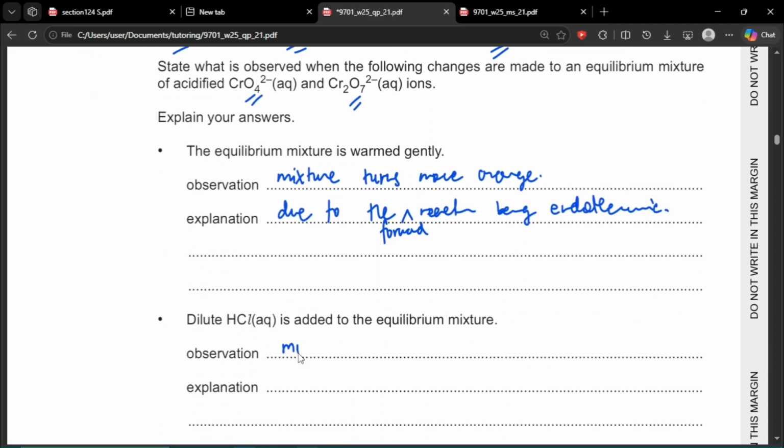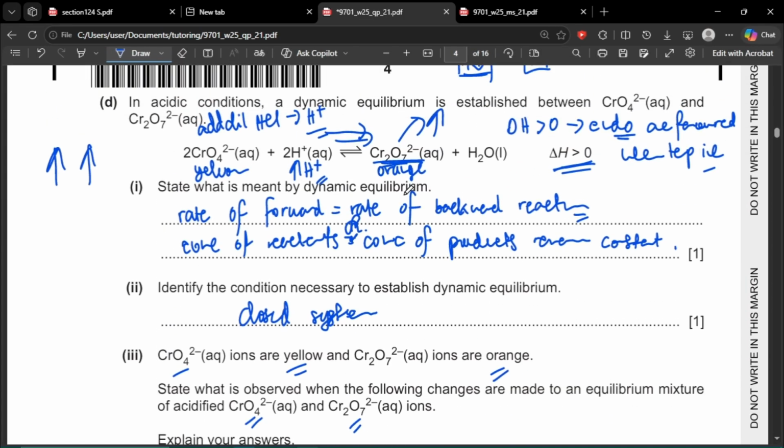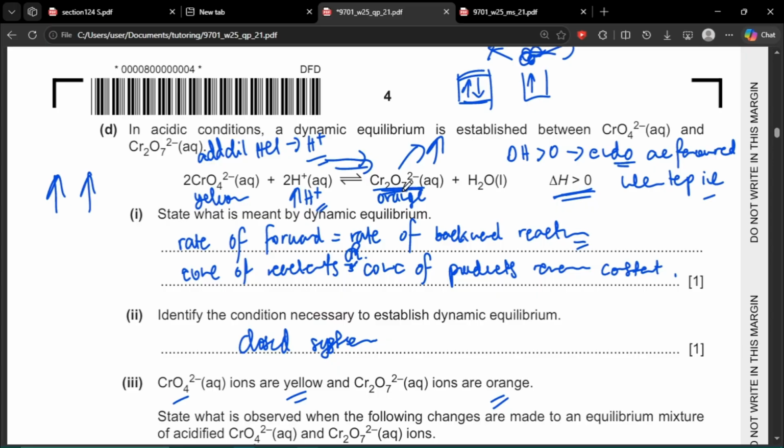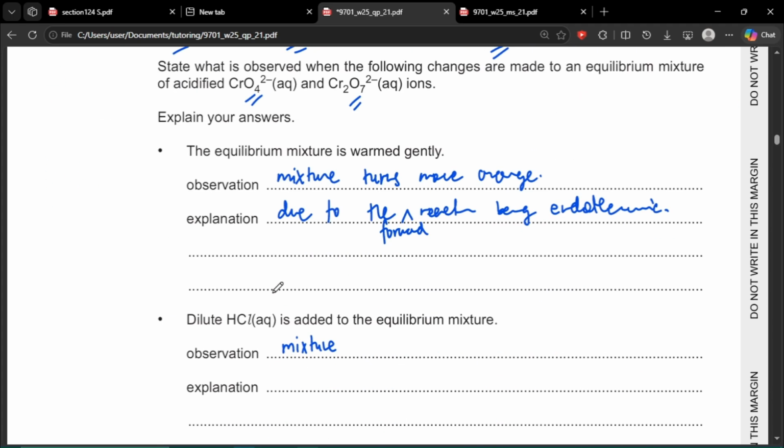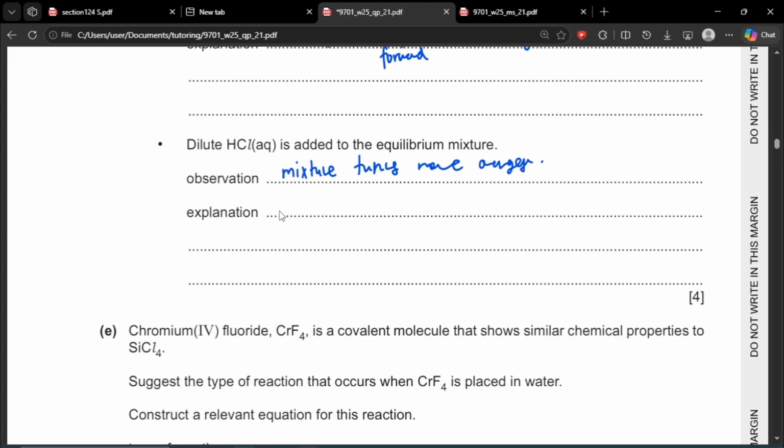All you have to do is follow Le Chatelier's principle. So let's say we add more reactants, more products are going to be formed. Therefore, the mixture is going to be more orange, which is the same answer as the last one. It turns more orange. This is because H plus ions are added and equilibrium shifts to the right.